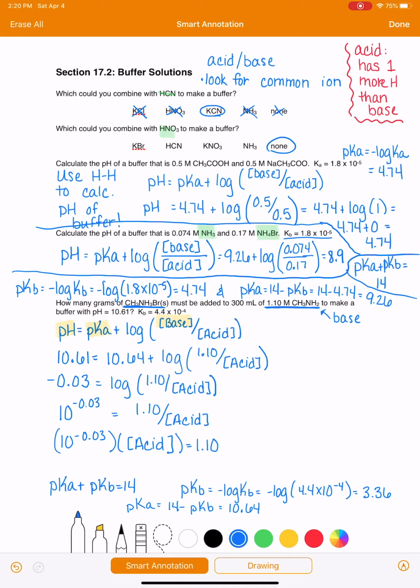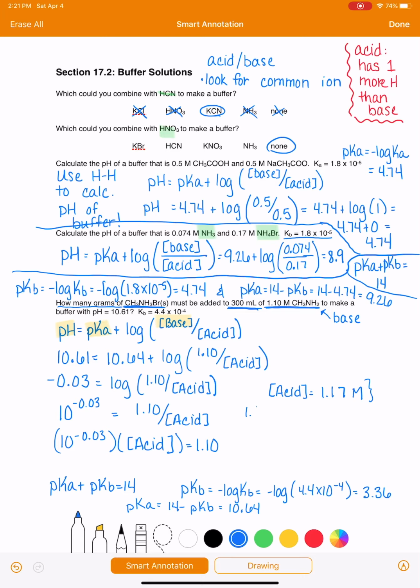And it looks like we need our acid concentration to be 1.17 molar. That's the concentration that we'll need to get the desired pH. So we've got that part figured out. Is that what the question is asking us though? Let's look back up. It says, how many grams do we need to add to 300 milliliters? So now the problem is telling us we want to make a 300 milliliter solution that has this molarity. How are we going to go about doing that?